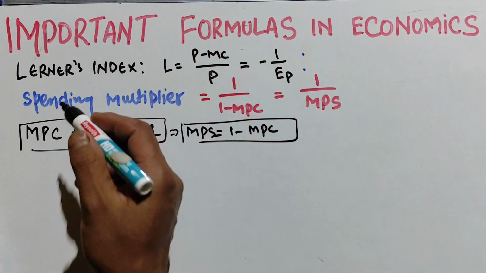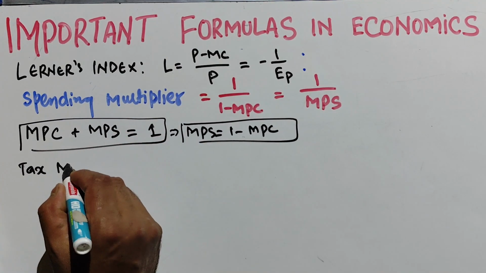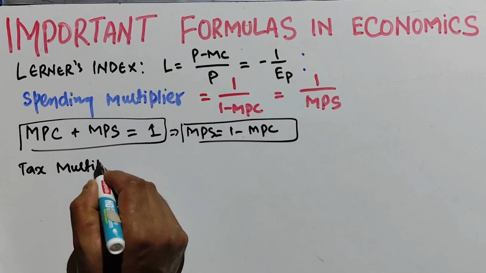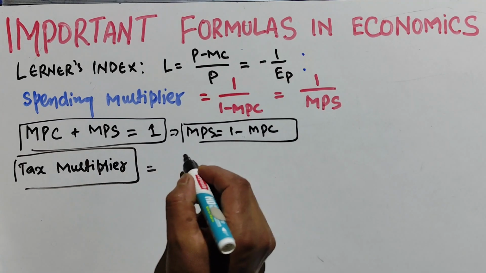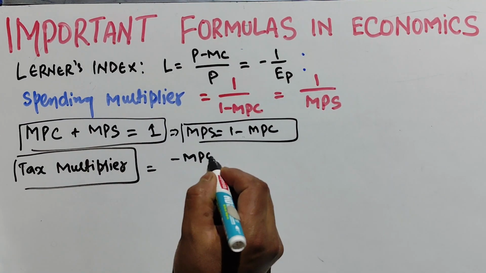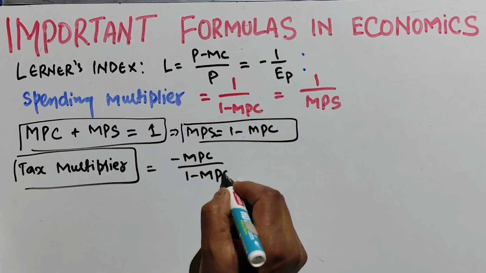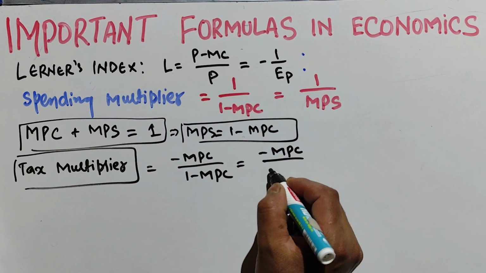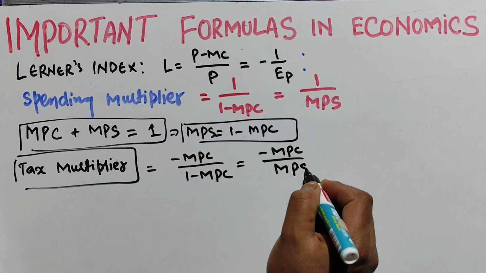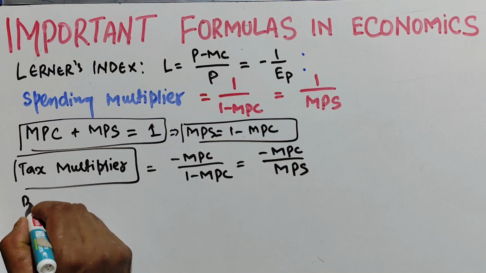Next we have the tax multiplier. Tax multiplier is actually equal to minus MPC upon 1 minus MPC, or we can also write it as minus MPC upon MPS.